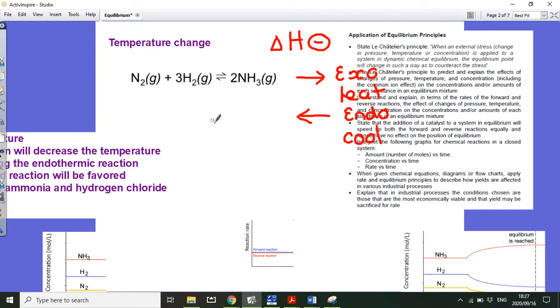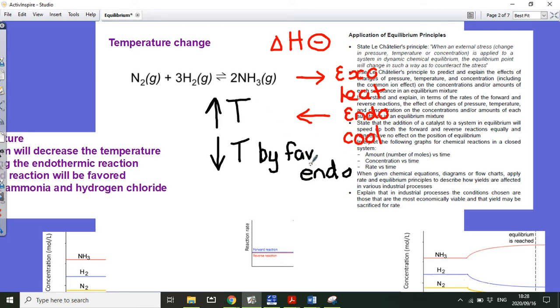So let's say the question says it was an increase in temperature. Now, according to Le Chatelier, the reaction will decrease the temperature, and then just think, does endo or exo decrease the temperature? And it is endo. So you're going to say it's going to decrease the temperature by favoring the, and in this case, endo is the reverse reaction, but we're not going to say that yet, by favoring the endothermic reaction. So we didn't even need our reaction yet.